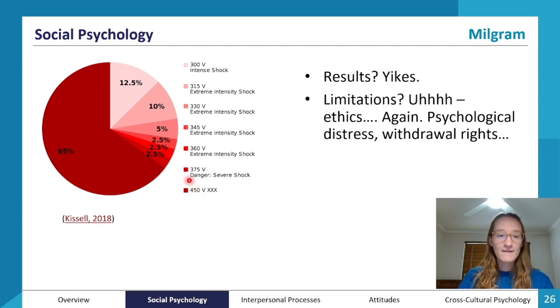You can see that a few of the people, 2.5% went all the way to danger, severe shock. 2.5 went to extreme, 2.5, 10%, and 12.5% stopped at intense shock. But it's quite shocking the degree of obedience that they observed in this study.